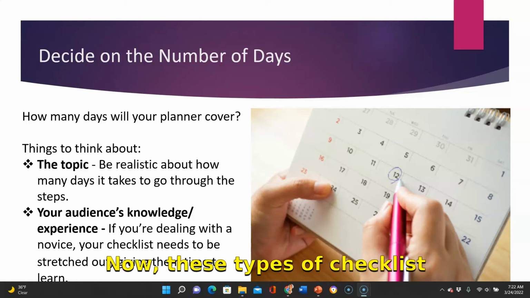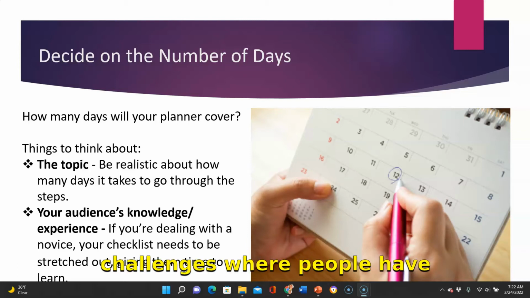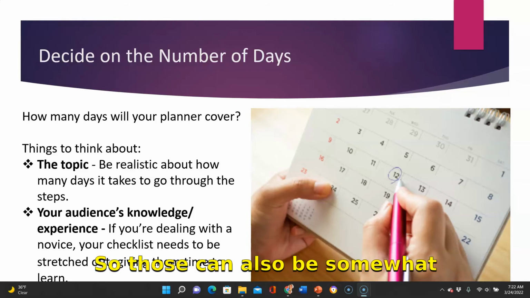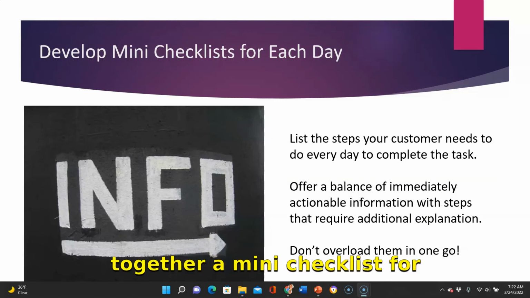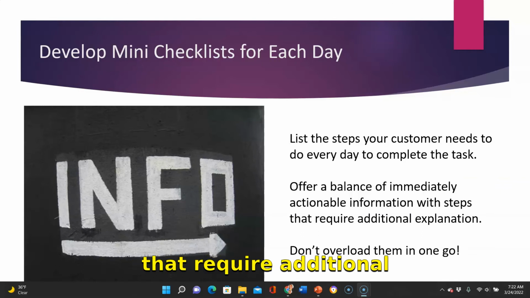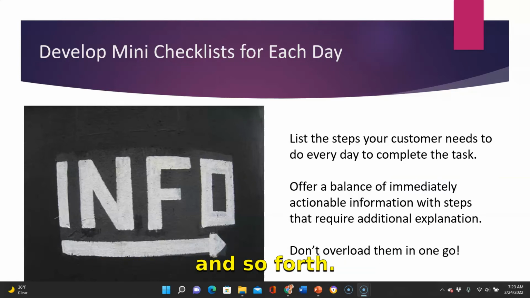Now, these types of checklist planners can often also cross over into challenges, like a 30-day challenge where people do something each day, which are also very popular. So those can be somewhat similar. What you would then do is put together mini checklists for each day and offer a balance of actionable info with steps that require additional explanation. Don't overload them in one go. You might have maybe 3 to 5 tasks a day and so forth.